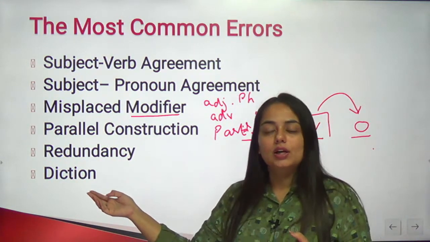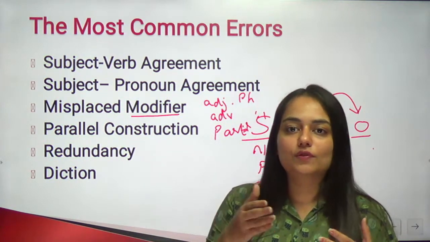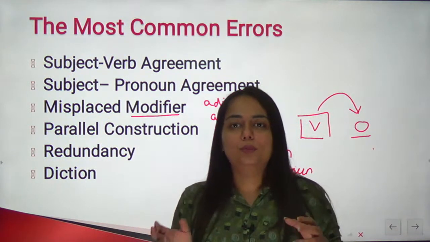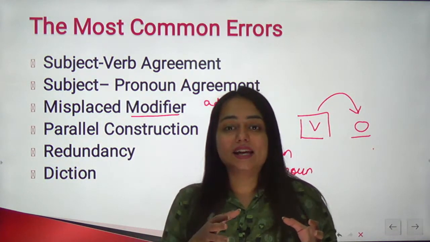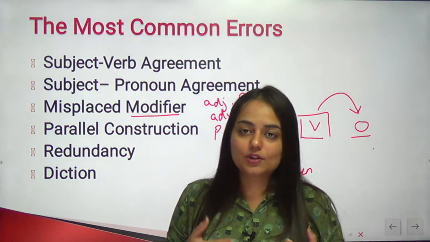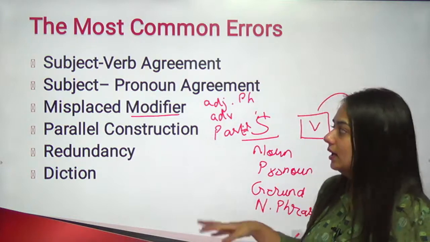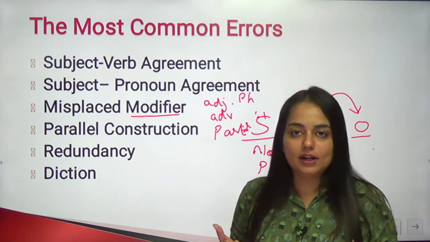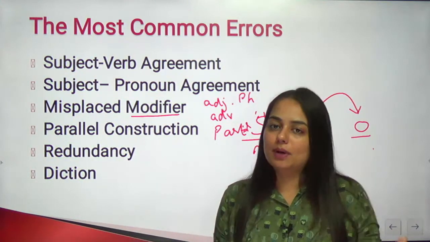Last is diction. Diction is when you use a wrong word in place of some other word which probably sounds the same. For example, for proscribe you may write prescribe. For felicitate you may say facilitate. So these are the errors in vocabulary or the right choice of words. These are the broad areas in which you may find errors, and they have further subtypes that I will take up one by one.